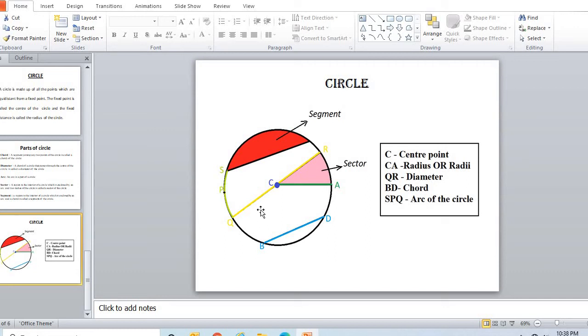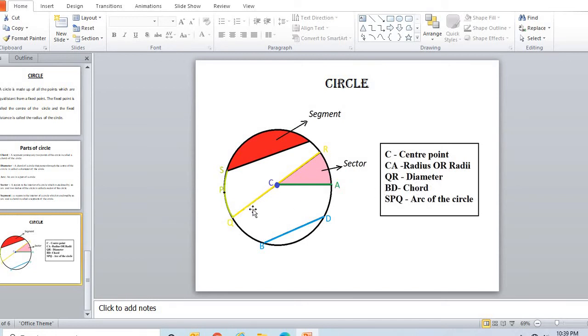Now what is diameter? A chord of a circle that passes through the center of the circle is called diameter of the circle. So what is our diameter? Q and R. See, diameter Q and R.